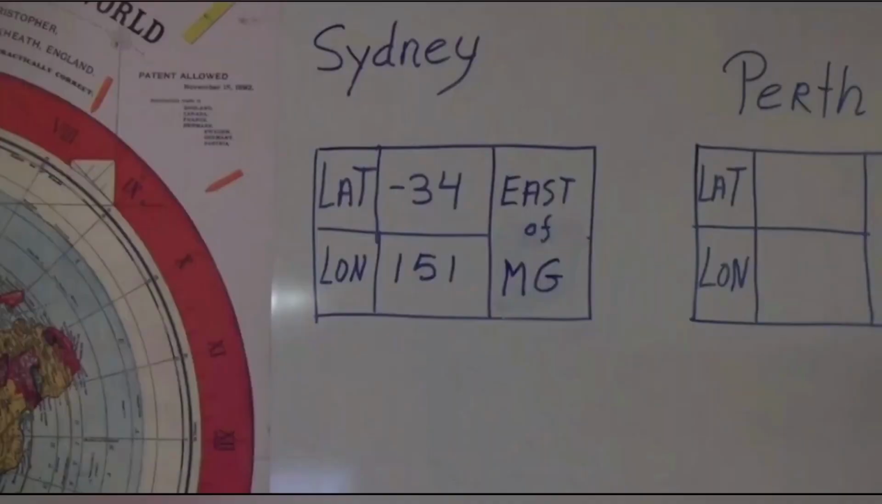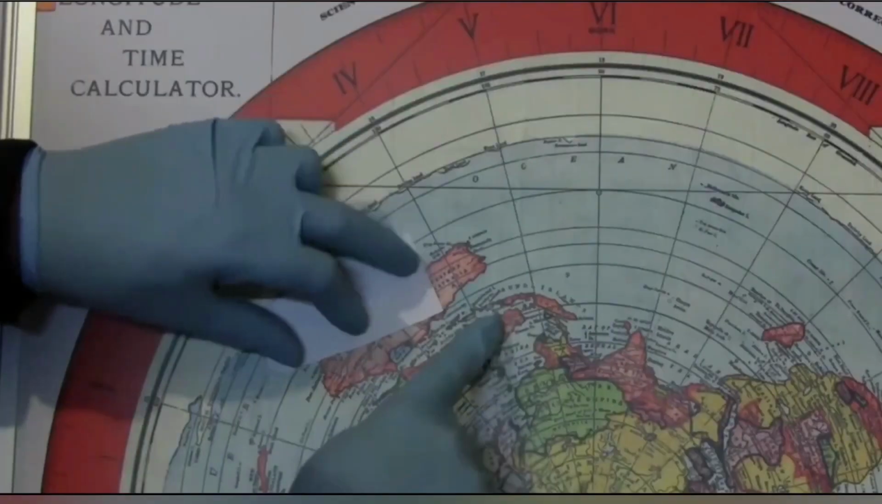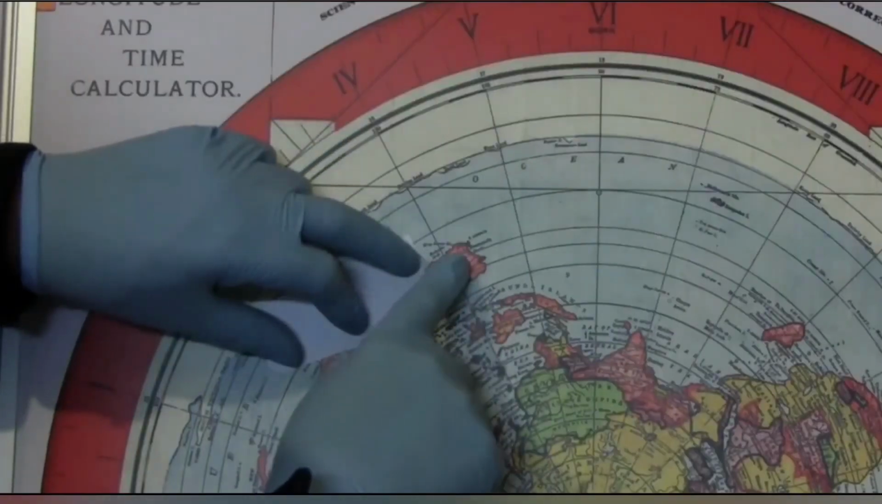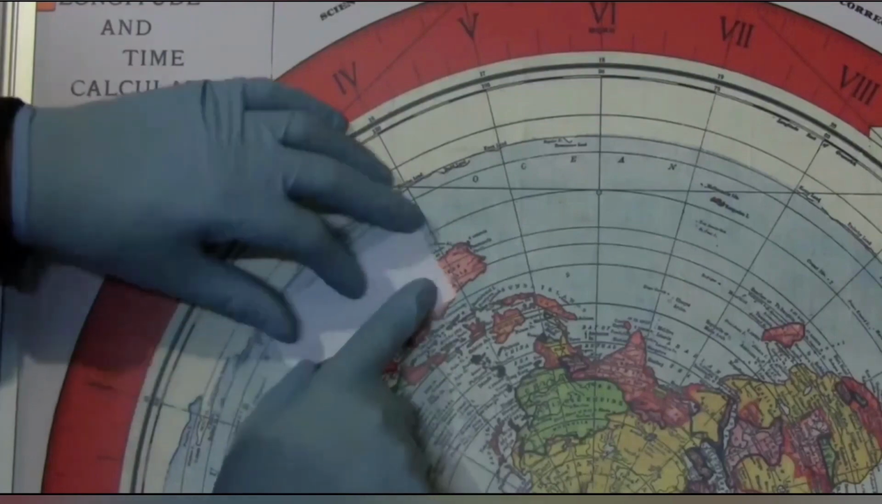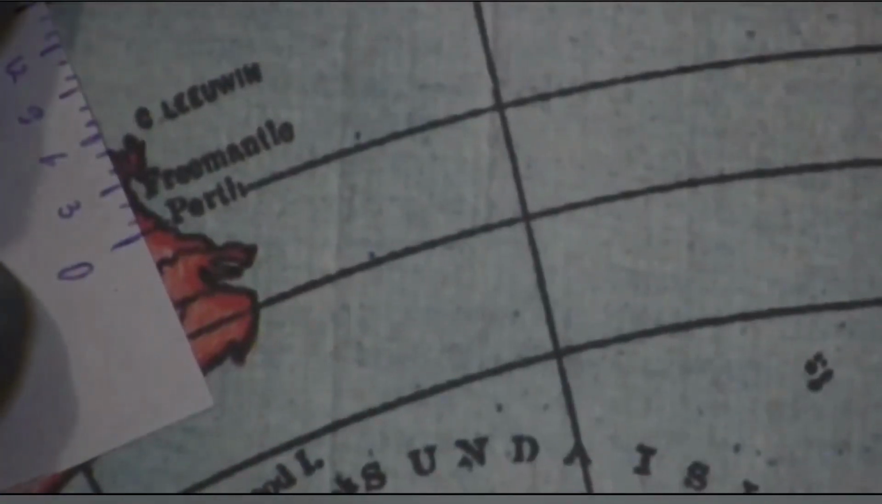Next, we will do the same for Perth, and then we will follow Gleason's instructions and calculate the distance. So we've located Perth, and we got our little scale. We got 15, 30 degrees, and a little past 30. We're going to line up our little scale, and we get, let's see, 2 degrees past 30. So 32 degrees south latitude for Perth.